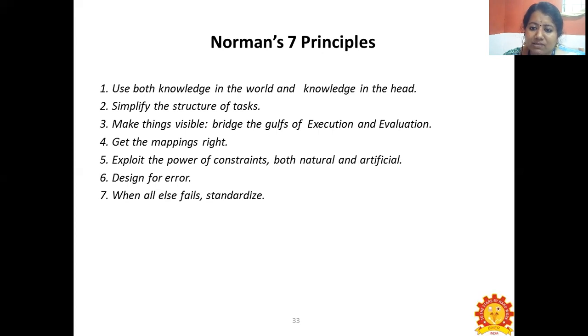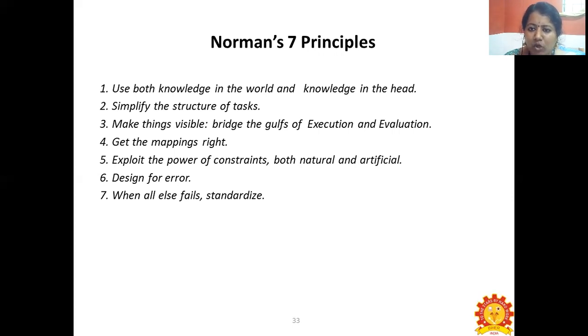Fourth, get the mappings right. The fifth rule, exploit the power of constraints, both natural and artificial. Sixth, design for error. Seventh, when all else fails, standardize. So these are the 7 principles that come under Norman's 7 principles.